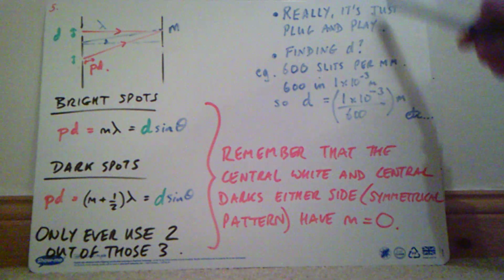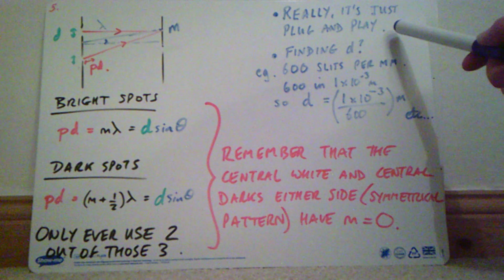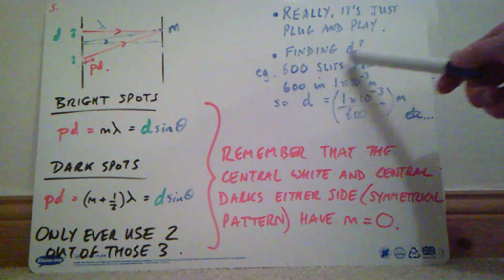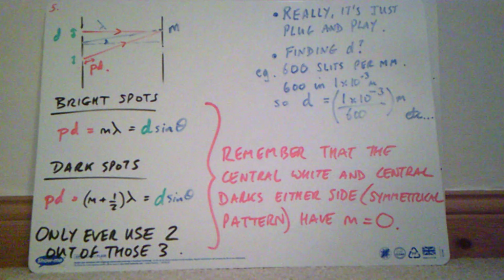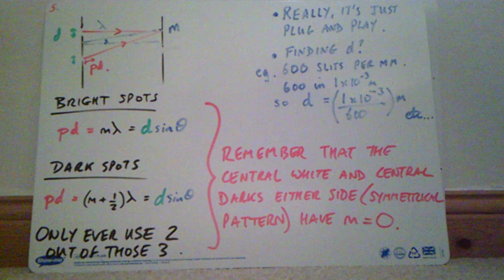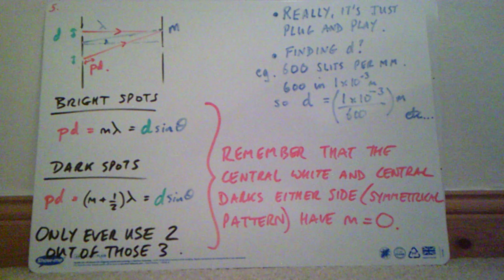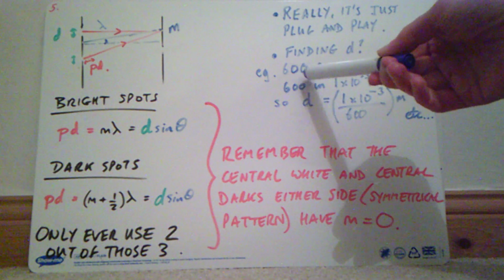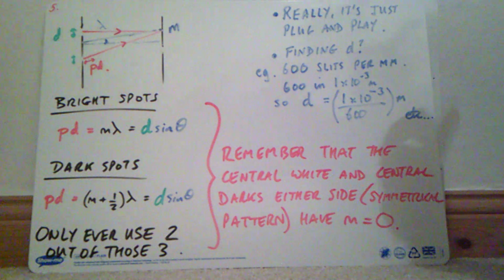Yeah, so really it's just plug and play. As a final complication, you sometimes have to do an extra step, which is finding d, the slit separation. If you remember when we were doing experiments with diffraction gratings, they do not have little d written on them. What they talk about is the number of slits or the number of gaps they have per millimeter of material, and it's usually quite a lot.